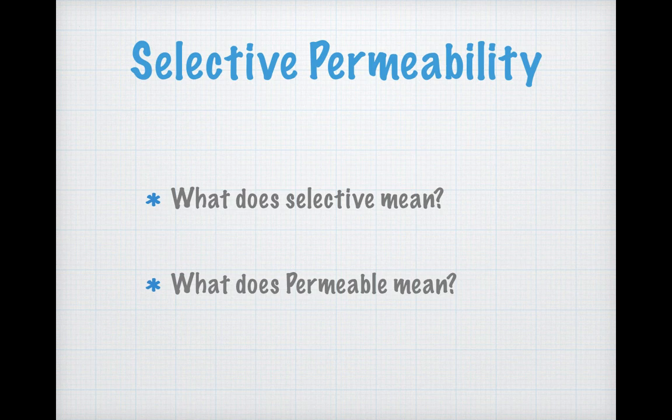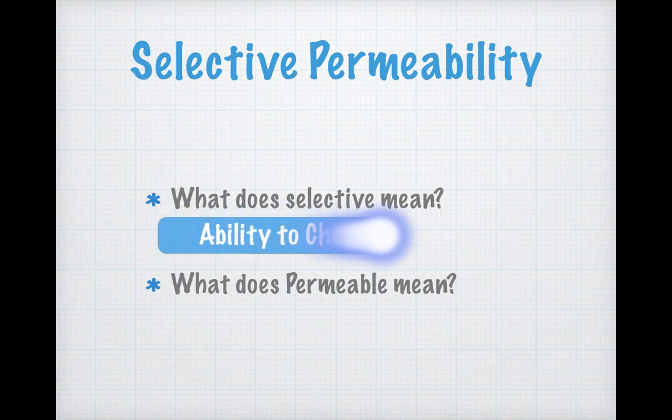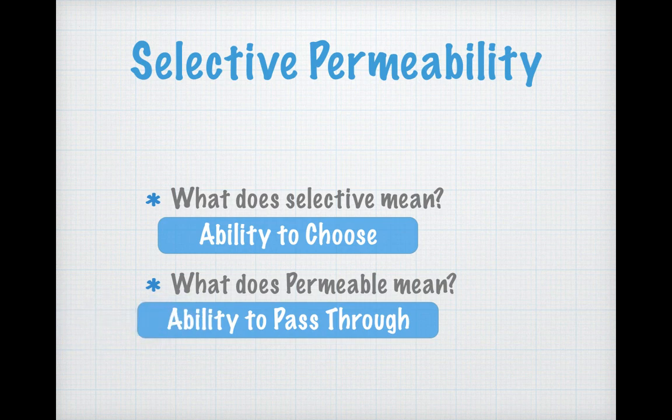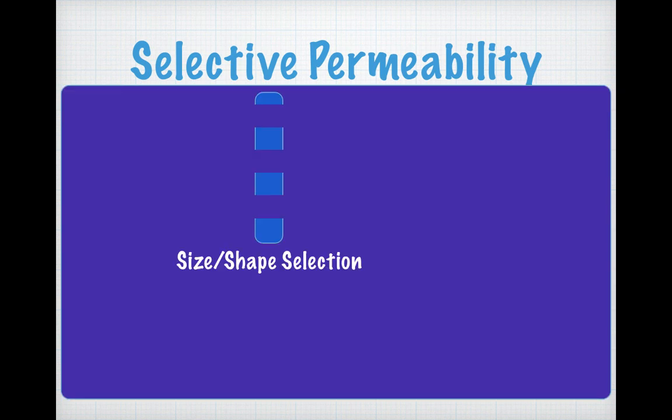So we do this using selective permeability. Selective means the ability to choose. So we choose what goes in and out of the membrane. And permeability means we have the ability to pass through it. So we have the ability to choose what goes in and out of a selectively permeable membrane.